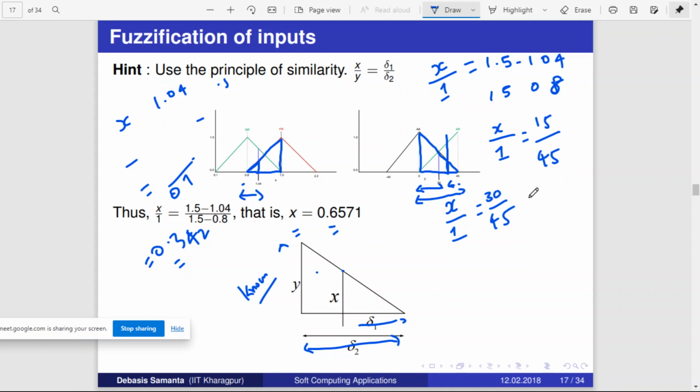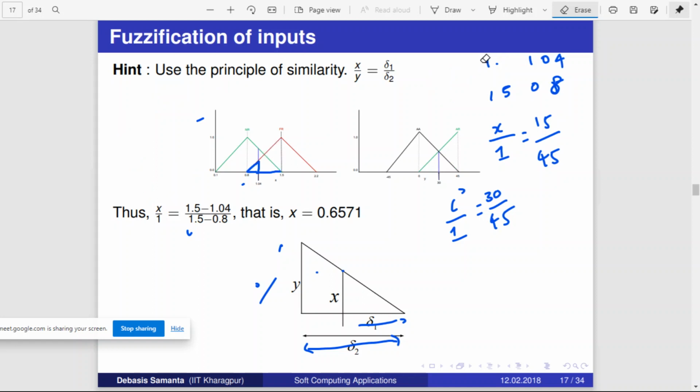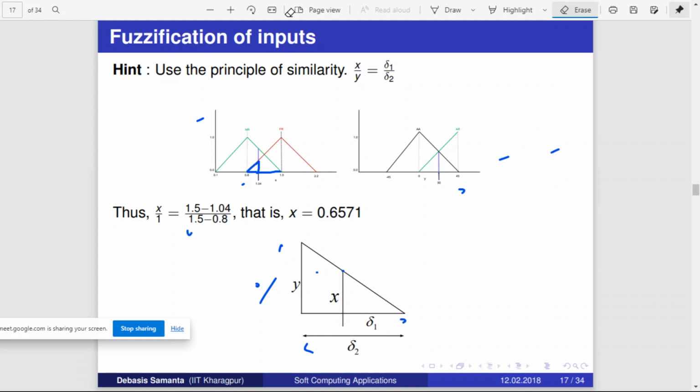Okay, so this is how we solve this, this is how we find these values. So don't miss the flow. What is given: distance is given as 1.04, angle is given as 30 degree, that is how the object is separated from the robot. Now we have to find how much the robot should deviate from its path to avoid collision using Mamdani's approach. But before going ahead, first we have to find all these values.